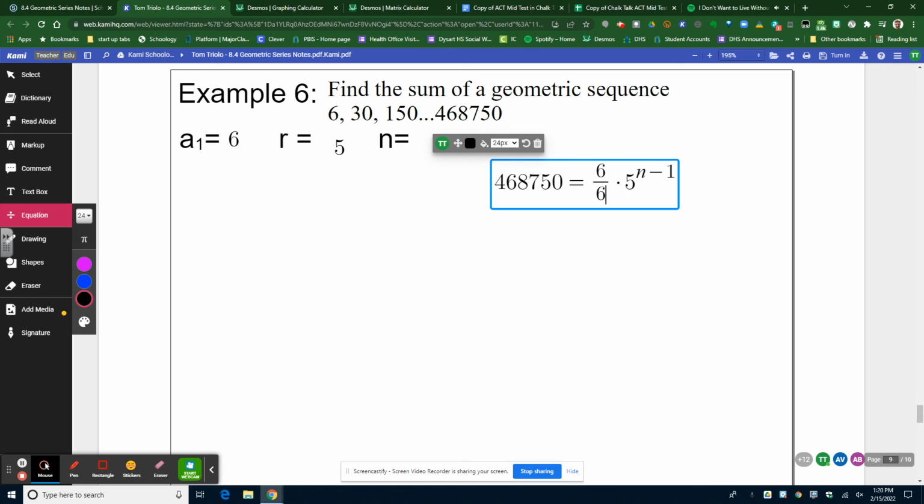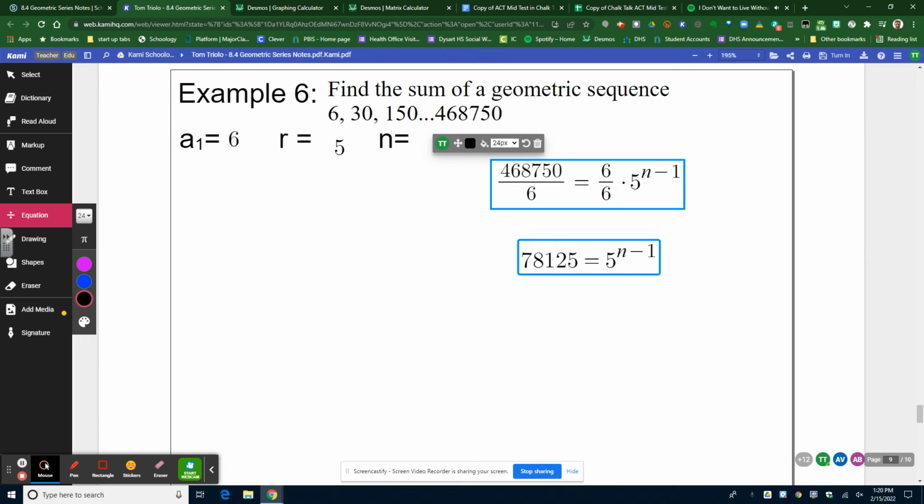If we use one side, do the other, because we're trying to solve for n. Now you can solve this with logarithms if you want. Not necessary. 468,750 divided by 6. Somebody help me out. 78,125. Good news is, look at those last two digits, 125. If it ends in 25, that means it's going to be a power of 5.